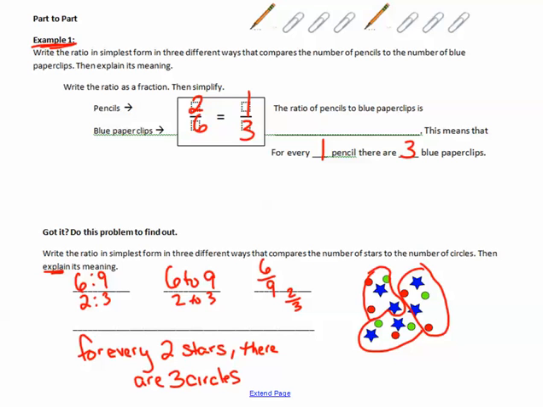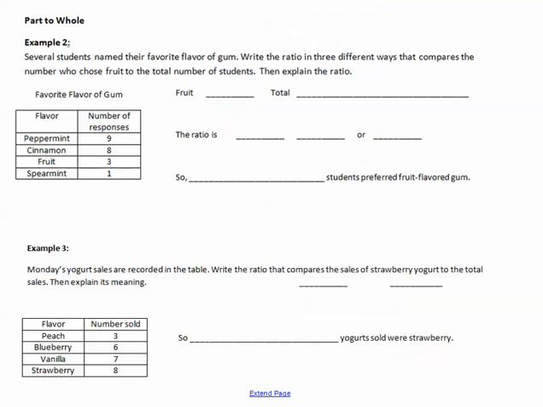All right, let's check your answers here. So it was a 2 to 3 ratio. Here it is simplified. And what that means is for every 2 stars, there are 3 circles. And then I kind of showed it here on my picture. Okay? All right, let's move to part to whole now.